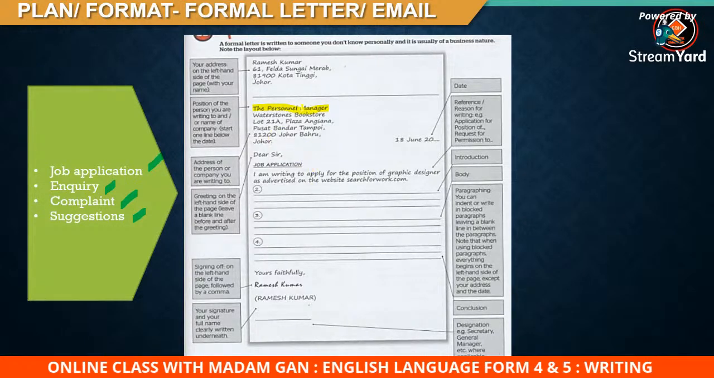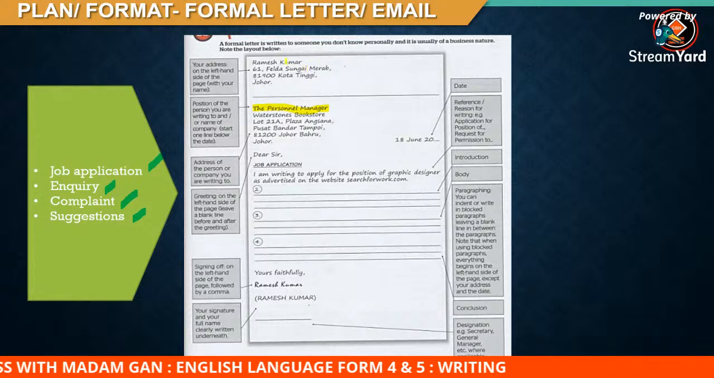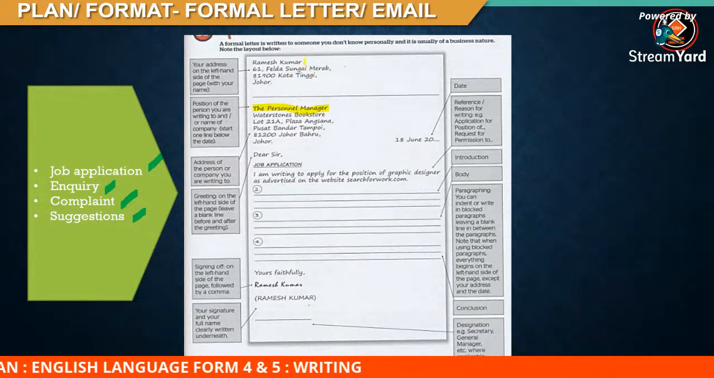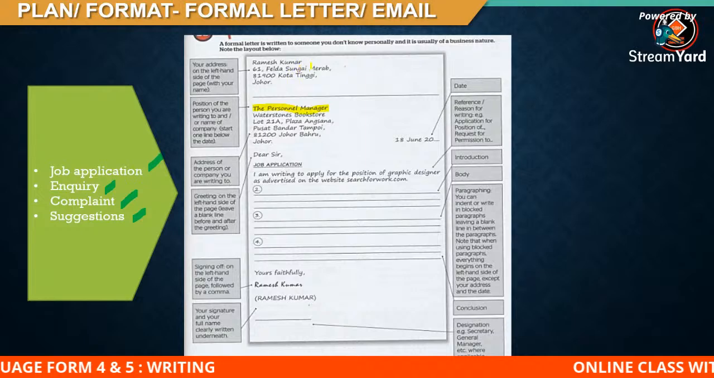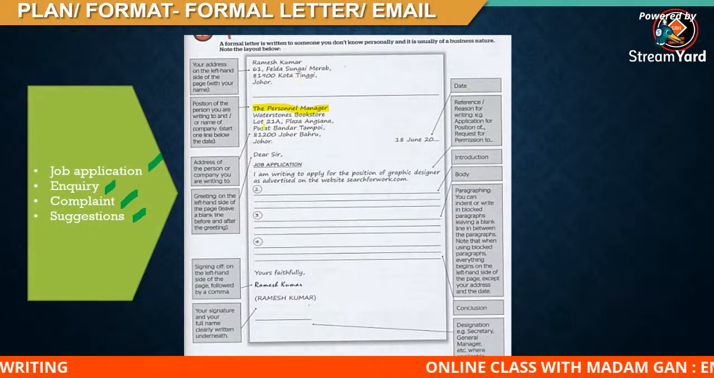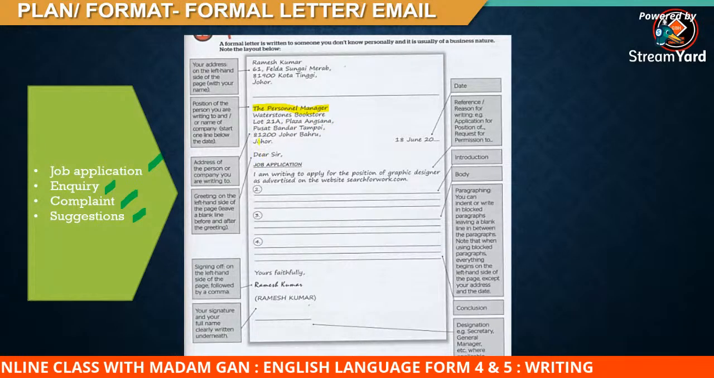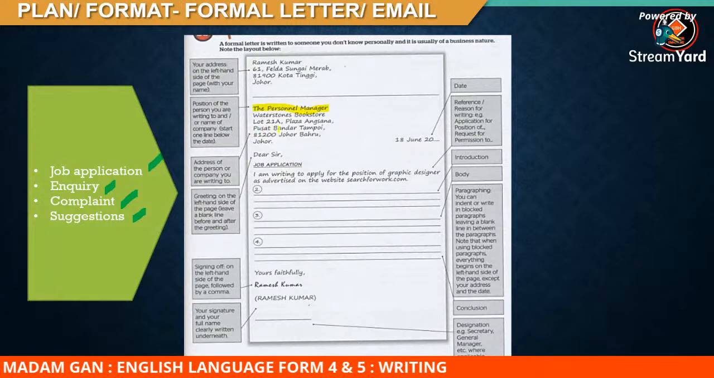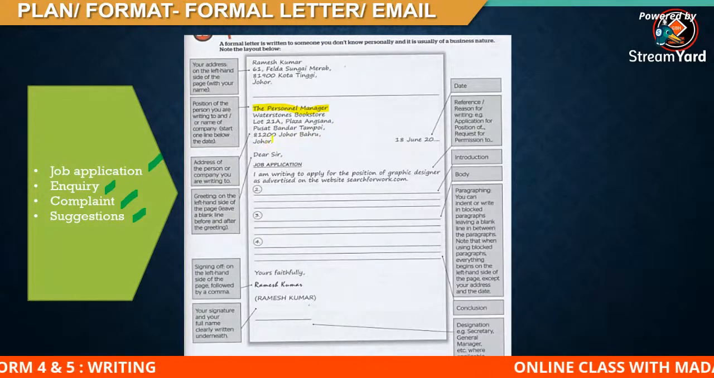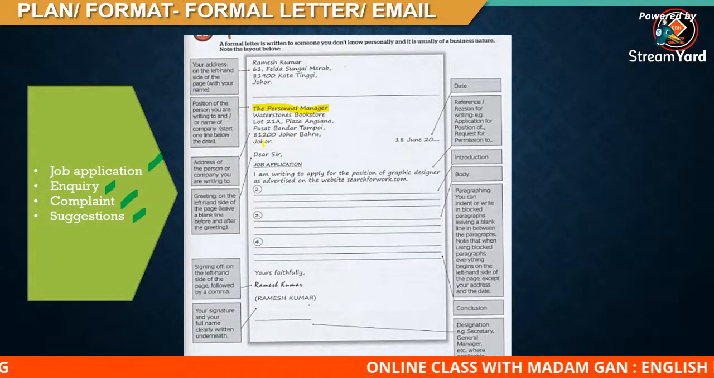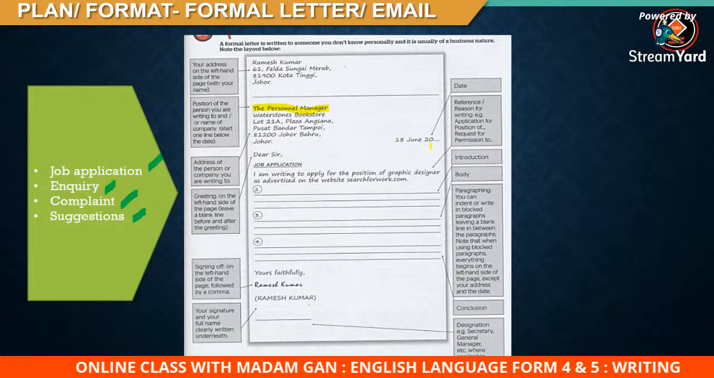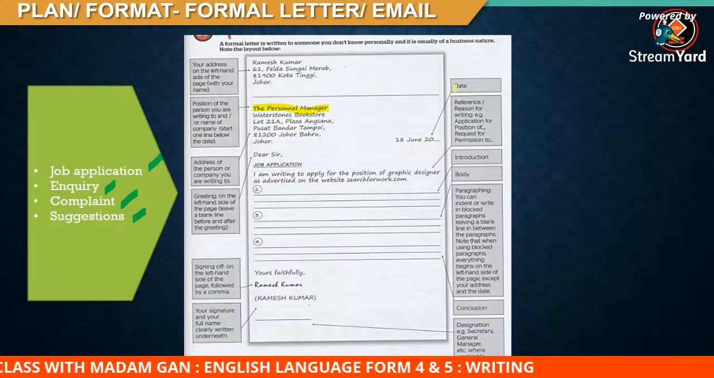Okay. And then normally you can see there are some commas missing. So my advice for you is to write all the commas. For example, Ramesh Kumar, so it is better for you to put a comma there. And then the personnel manager, put a comma. Waterstones Bookstore, put a comma again. And then you have the address, Lot 21A, Plaza Angsana, Pusat Bandar Tampoi, 81200 Johor Bahru, Johor. After Johor, on the same line, on the right side, you have to write the date.